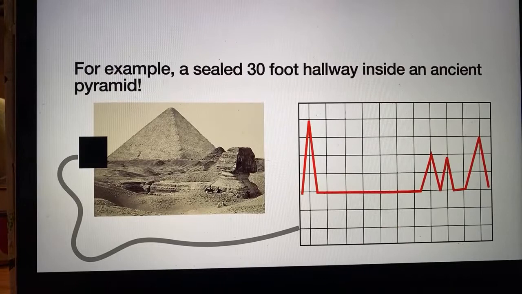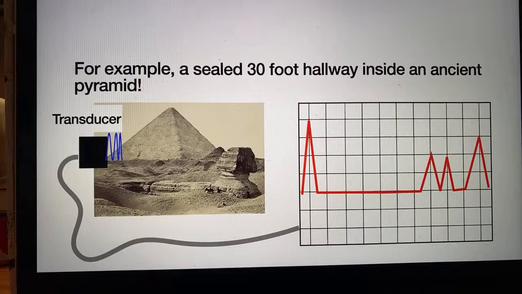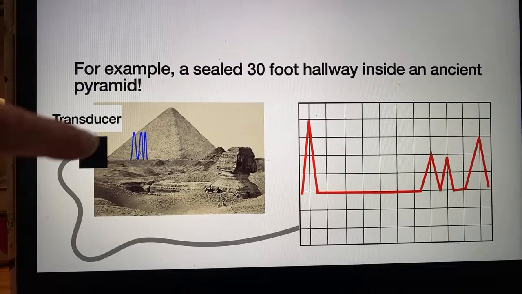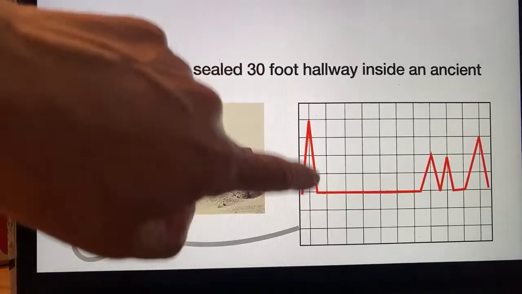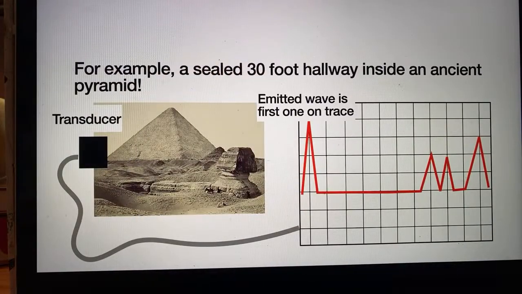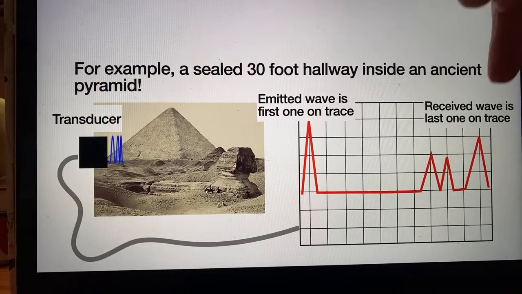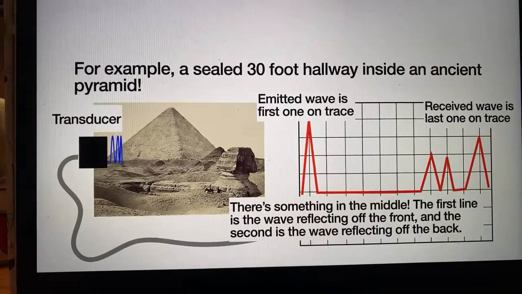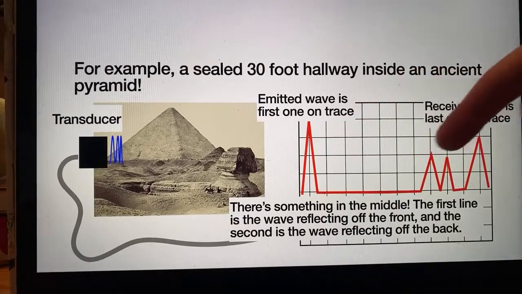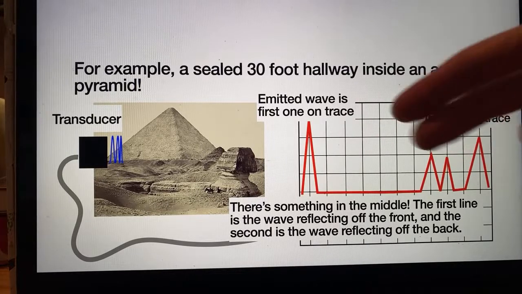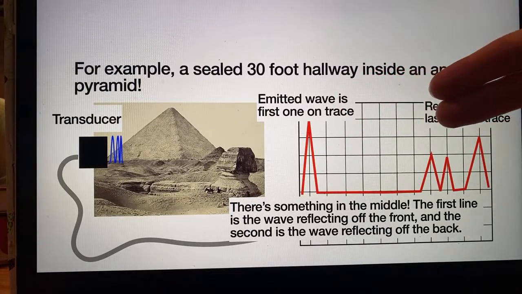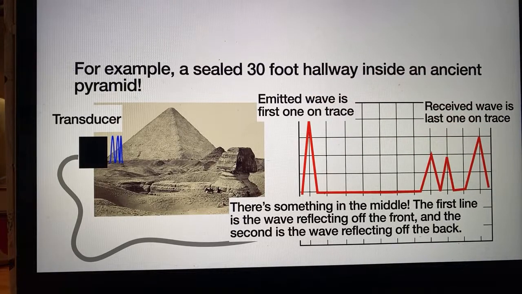So the first wave would be, here we go. I've done a little demonstration for you here. The ultrasound wave goes into the pyramid. So the first wave to be given off, that's your first wave on the trace there, the first peak. The wave bouncing off the back of the pyramid, that would be the last one received. And then in the middle, they discovered that there was something in the middle. And it turned out to be a massive hallway. So the first line is the wave reflecting off the front of the hallway. And the second line is where more sound wave has travelled through the hallway and then been returned at the boundary. Is that all right?